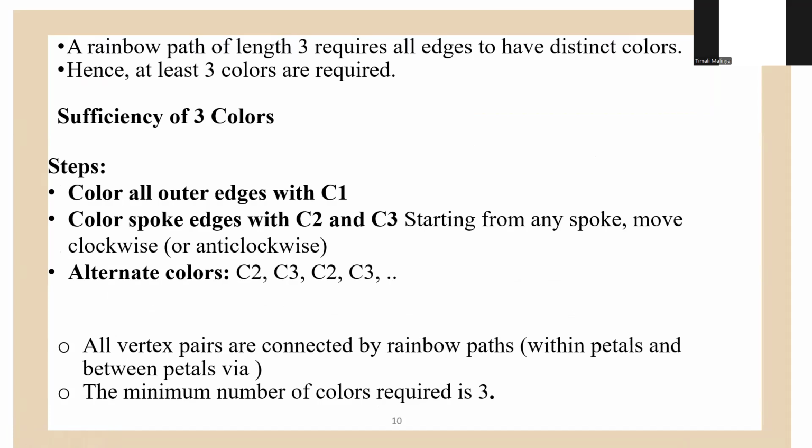Sufficiency of 3 colors. Steps. Color all outer edges with color 1. Color spoke edges with color 2 and color 3. Starting from any spoke, move clockwise or anti-clockwise. Alternate colors: color 2, color 3, color 2, color 3, and so on. All vertex pairs are connected by a rainbow path within petals and between petals. The minimum number of colors required is 3.